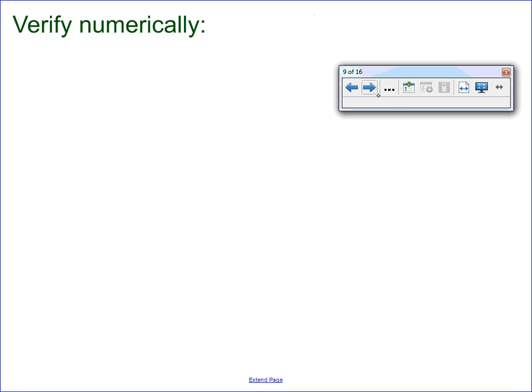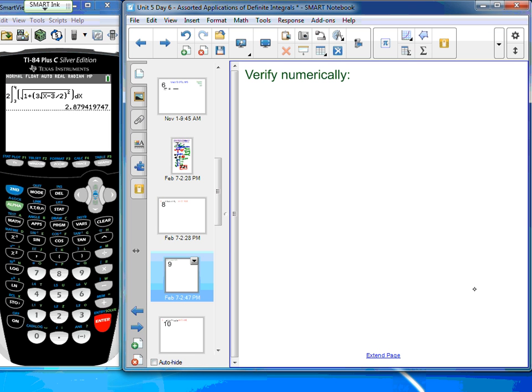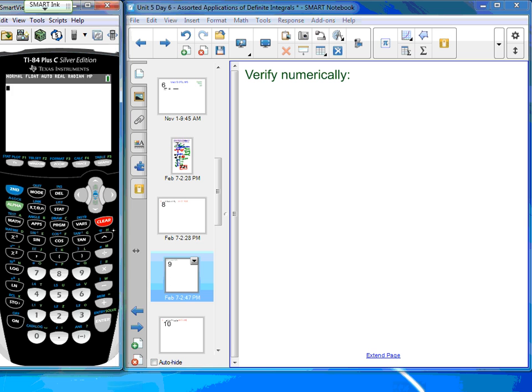That's all right. Let's verify numerically. So numerically, that means we get to use our grapher. What do analytically versus numerically mean? So analytically is our strictly pencil and paper methods. Numerically is the built-in capabilities of our grapher. So what do we want to do? Well, we wanted to do our, let's do displacement first.